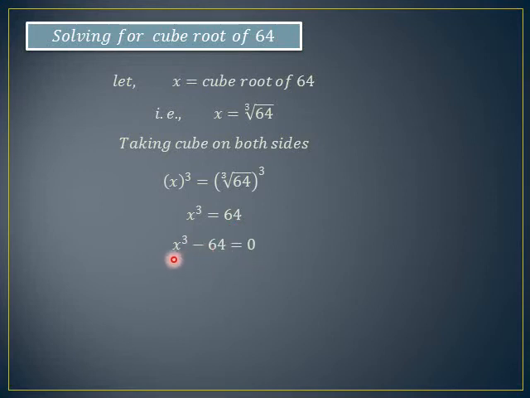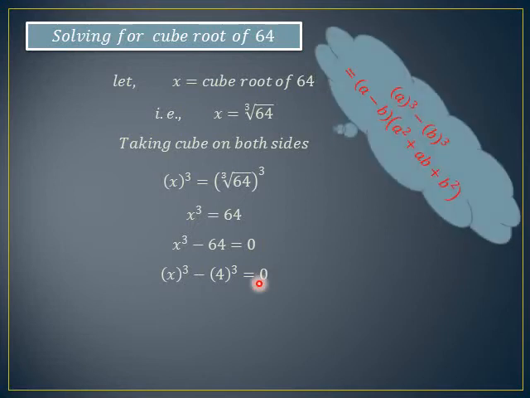The first term is already in the cube form. We have to change 64 into the cube form. So what is the cube of 64? 4 is the cube root. So this will become x cube minus 4 cube equals 0. What formula are we going to apply here? The formula of a cube minus b cube, which is equal to a minus b into a square plus ab plus b square. So we will change it to this form, where a represents x and 4 is b.